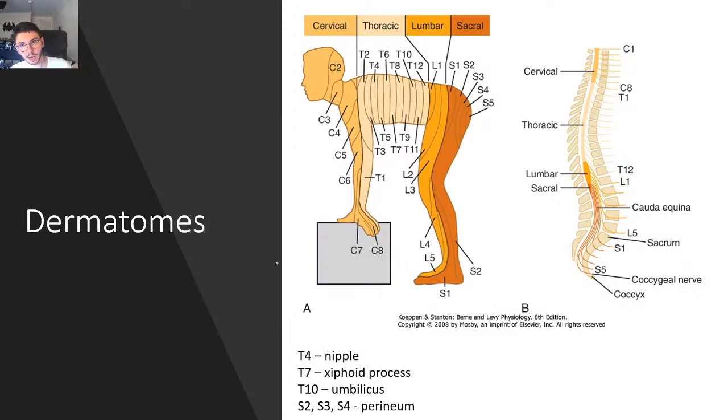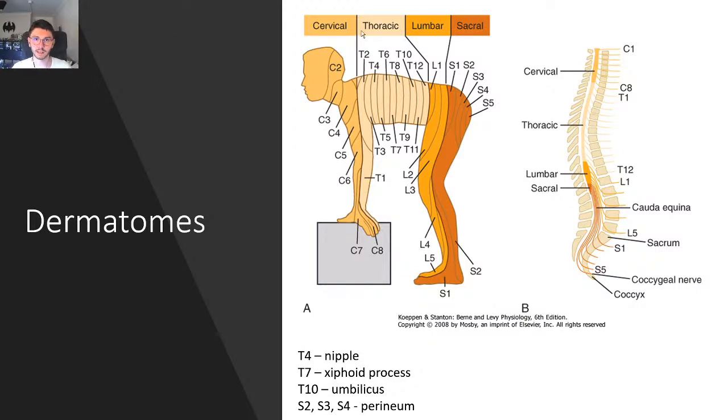Now some key areas to remember would be T4 is the nipple, T7 is the xiphoid process, T10 is your belly button, and then you have S2, S3, S4, which control the perineum. You also have some variations like the big toe, that would be S1. And yeah, I think this might be helpful to visualize. We will be making a future video on dermatomes and myotomes if that's what you guys find interesting, if that's what you need content on.